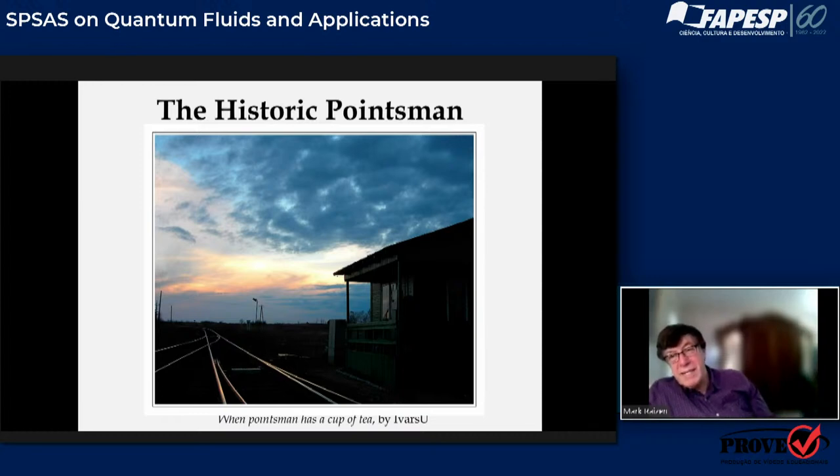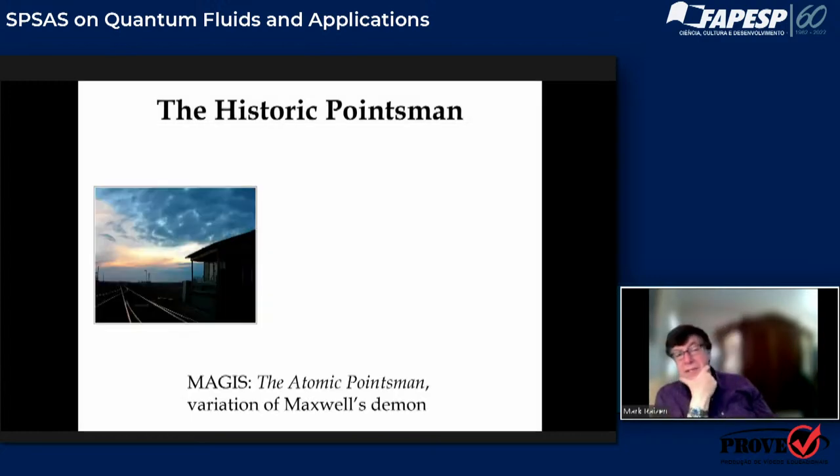But Maxwell was interested in the idea that maybe the future is not deterministic. Maybe you can affect it by some external agent, which would be the pointsman. And Maxwell, in fact, envisioned a microscopic pointsman who could effectively alter the direction of atoms or gas phase particles in such a way. And so in a way, we think of MAGUS as maybe even closer to Maxwell's demon than the problem of cooling, because that's where Maxwell started thinking about it.